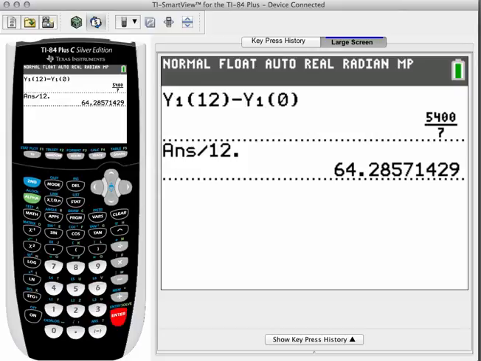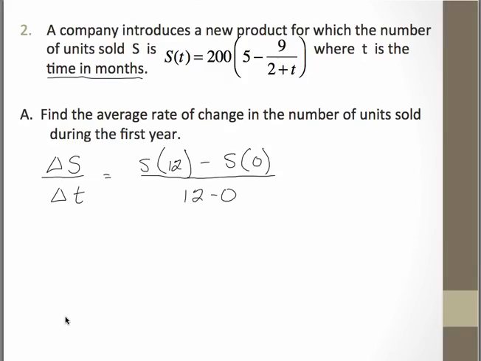So what we have here, let's go back, is that this is equal to 64.286, and that would be units per month. So this is telling us, since it's positive, the rate of change is obviously increasing at a rate of just over 64 units per month. So that's a good thing. It means they're selling more and more every month. So that's, I'm sure, what they want to have happen.